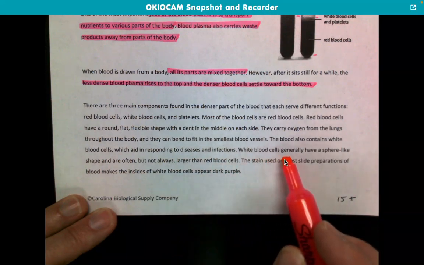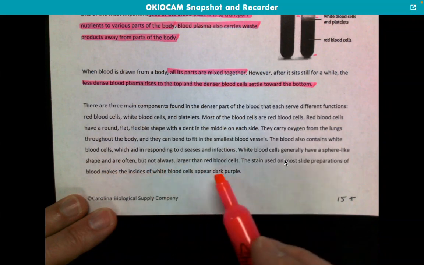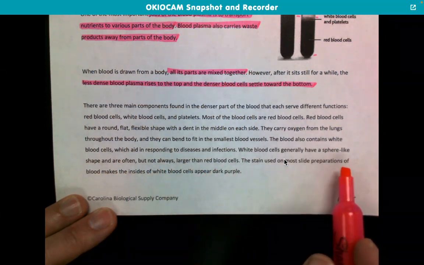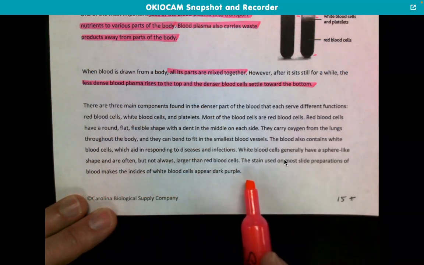White blood cells generally have a sphere-like shape and are often, but not always, larger than red blood cells. The stain used on most slide preparations of blood makes the insides of white blood cells appear dark purple.